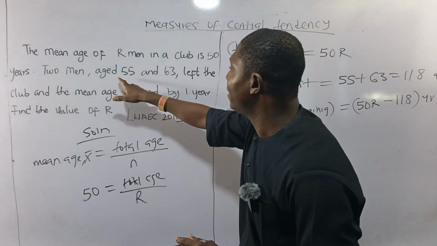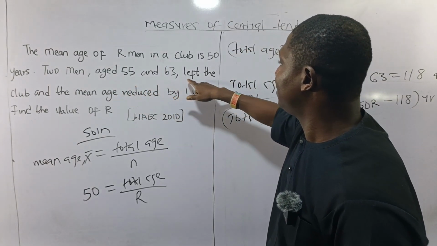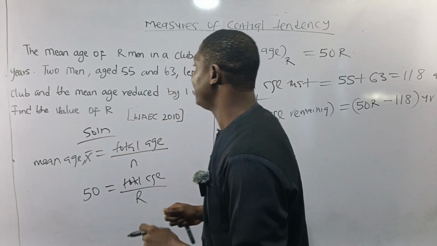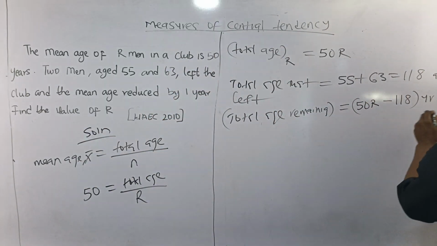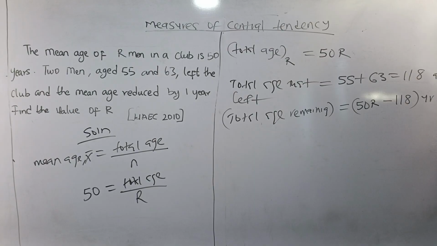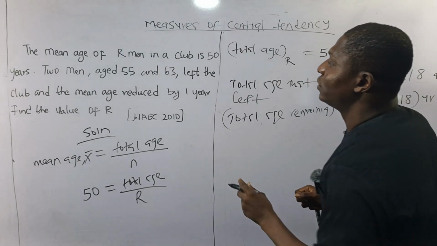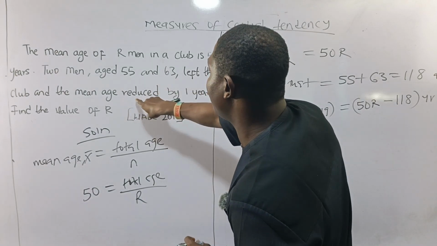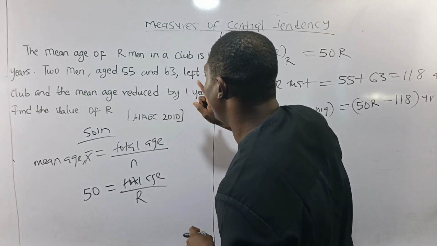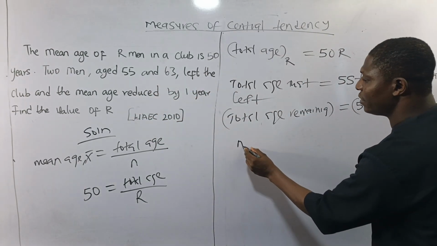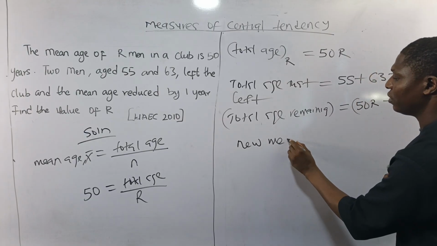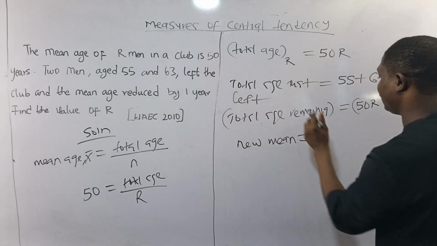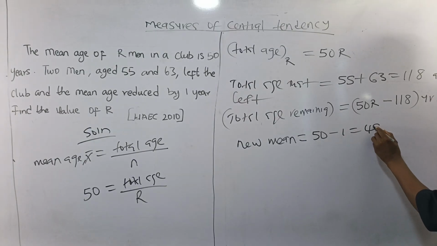They said 2 men aged 55 and 63 left the club and the mean age reduced by 1 year. Now, I can take this as my equation 1. So the new mean will be equal to what? 50, because the actual mean is this, minus 1, which is equal to 49 years.